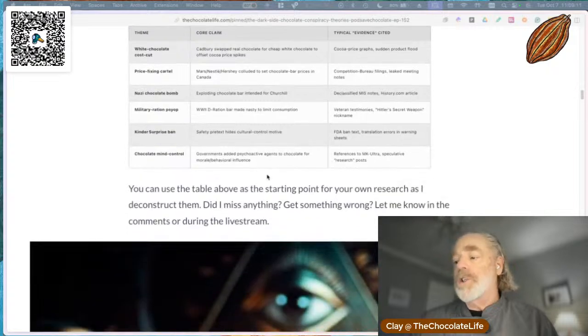So I want you to use the table above as the starting point for your own research into, is this a conspiracy or not, right? As I go ahead and deconstruct them for you over the course of the rest of the episode. Again, did I miss anything? Did I get something wrong?